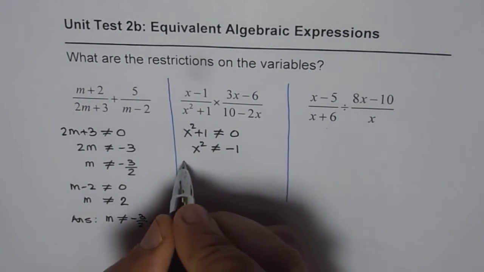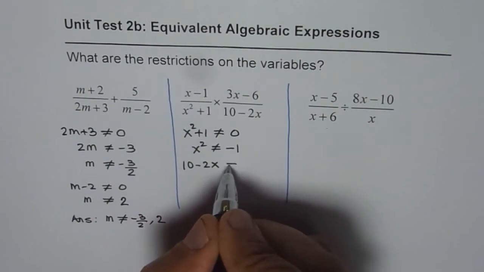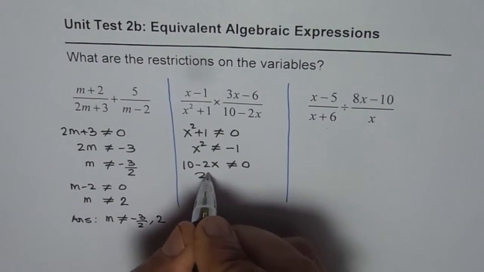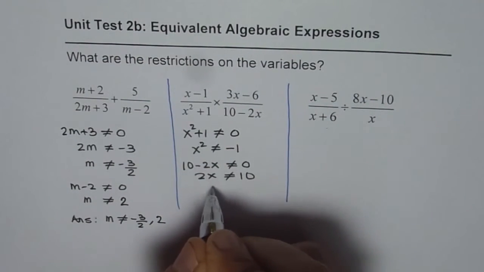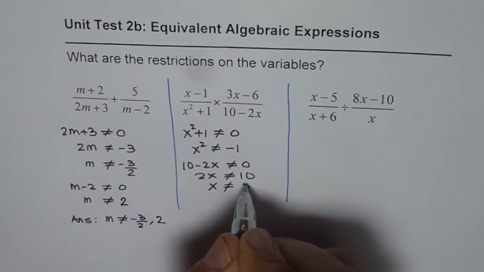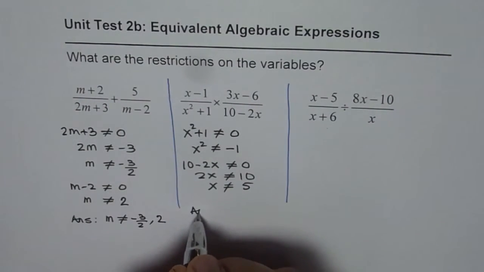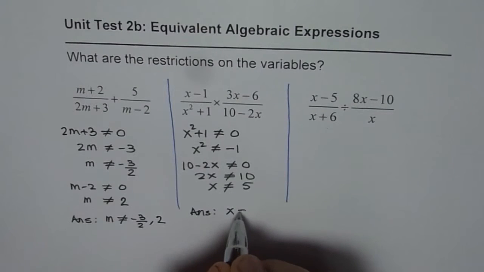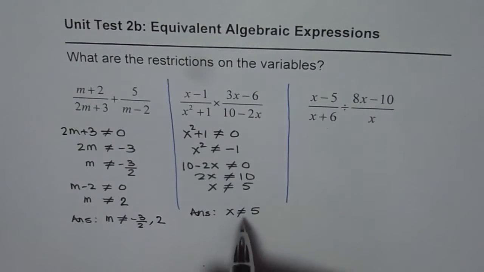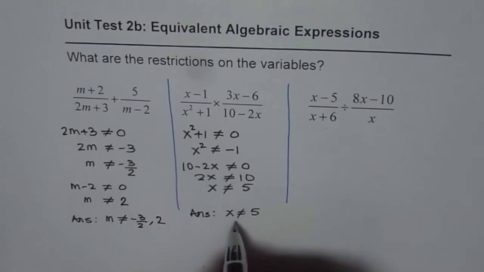In the second term, we have 10 minus 2x. That should not be equal to 0. That means 2x is not equal to 10, or x is not equal to 5. So in this case, the restrictions are that x is not equal to 5. When we say x is not equal to 5, that means x can be any other real number but not 5. So in case we ask you what is the domain of the function, you should write x belongs to all real numbers where x is not equal to 5.